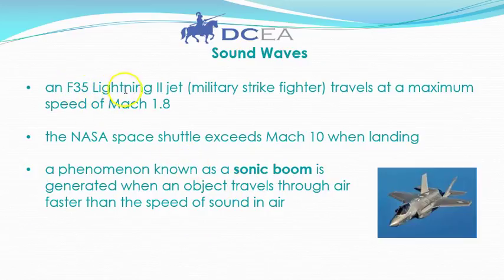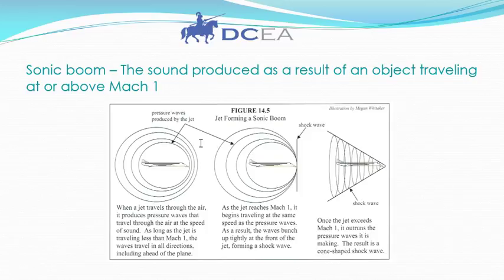An F-35 Lightning II jet, which is a military strike fighter, travels at a maximum speed of Mach 1.8. The NASA Space Shuttle, when landing back on Earth, exceeds speeds of Mach 10. A phenomenon known as a sonic boom is generated when an object travels through air faster than the speed of sound. A sonic boom is basically the sound produced as a result of an object traveling at or above Mach 1.